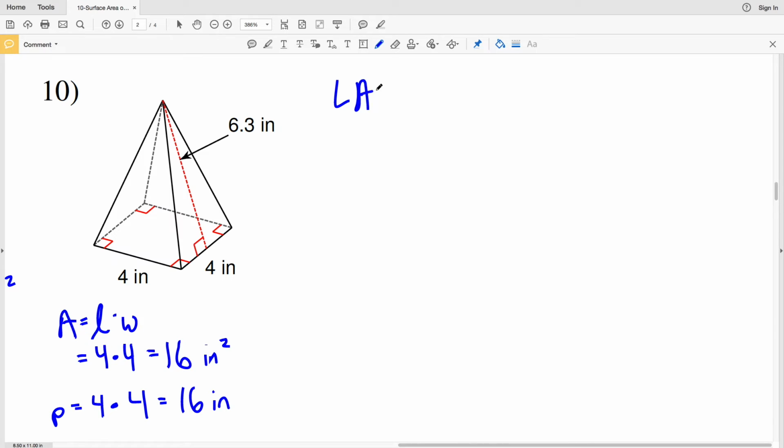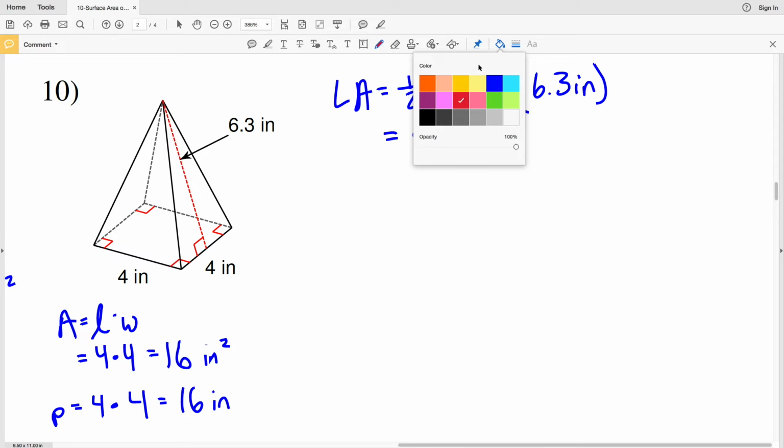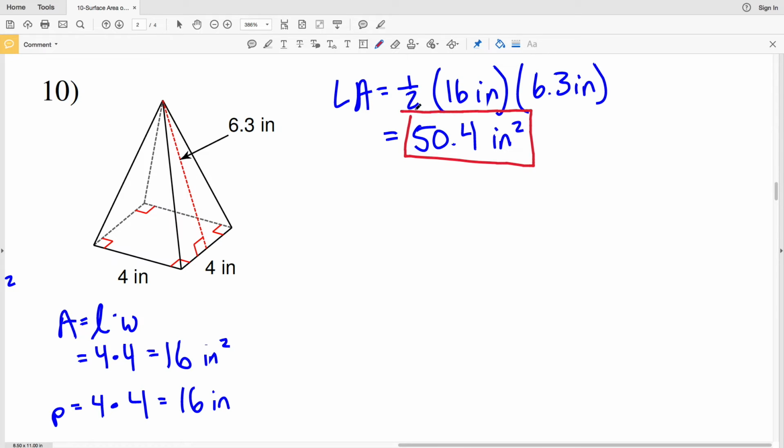So for lateral area, we're taking 1/2 of the perimeter of 16 inches and multiplying that by the slant length of 6.3 inches. 1/2 times 16 times 6.3 is going to be 50.4, and that's inches squared. So lateral area is 50.4 inches squared.